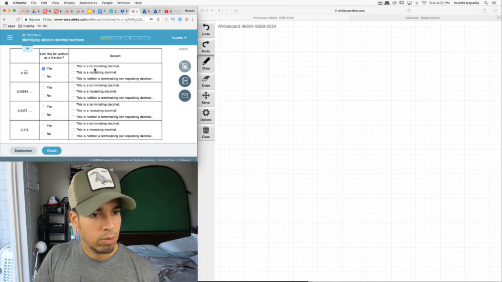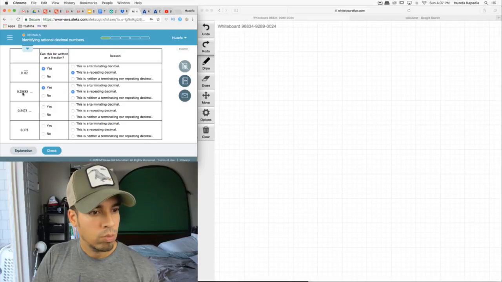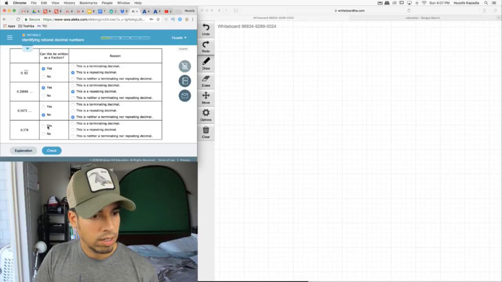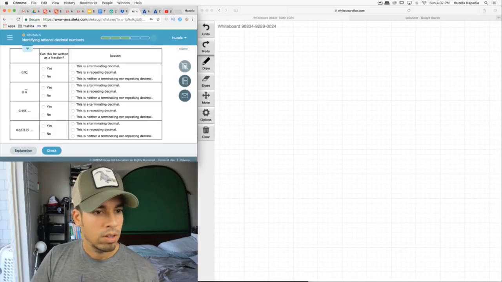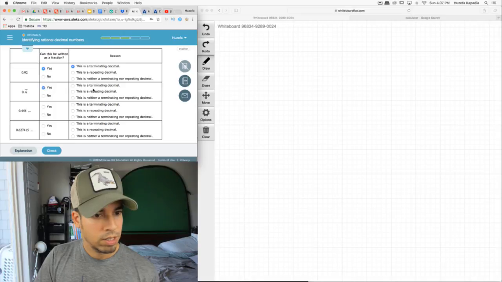Next, this is definitely repeating. It looks like we got 8s going on forever. So that's fine. Even though that 2 is different, once we see a pattern of 8s, it's repeating. No, because it's neither. And then yes, because this is terminating, it ends. Yes, this can be a fraction because it's terminating. Yes, because it's repeating. Yes, because it's repeating. And no, because it's neither.